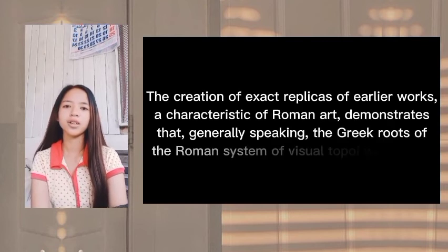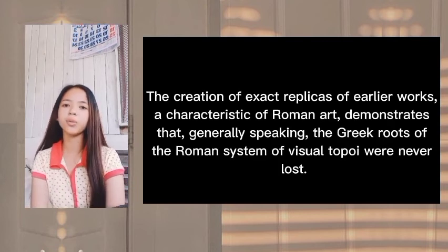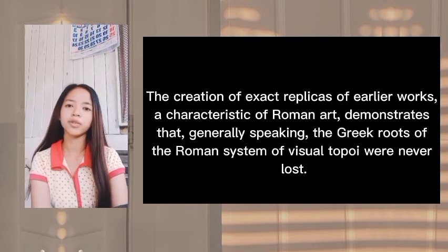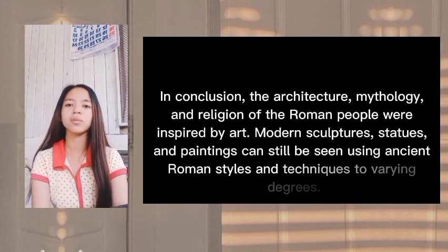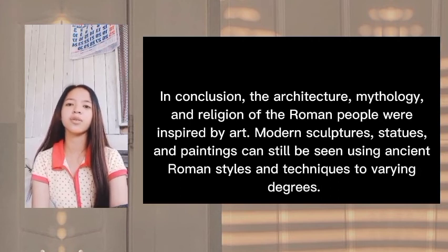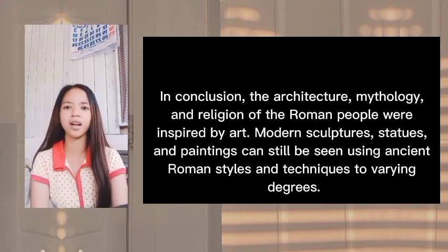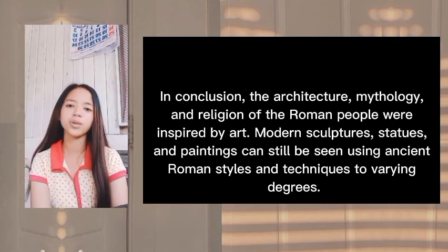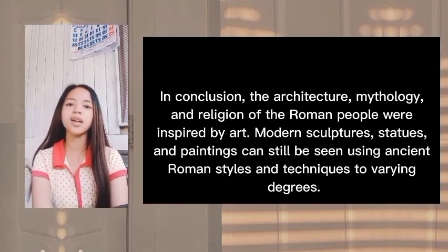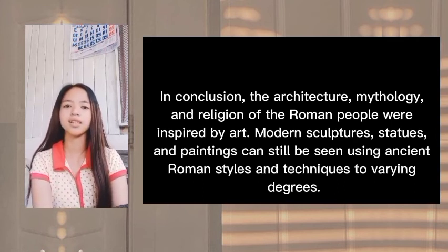The creation of exact replicas of earlier works, a characteristic of Roman art, demonstrates that, generally speaking, the Greek roots of the Roman system of visual topoi were never lost. In conclusion, the architecture, methodology, and religion of the Roman people were inspired by art. Modern sculptures, statues, and paintings can be seen using ancient Roman styles and techniques to varying degrees.